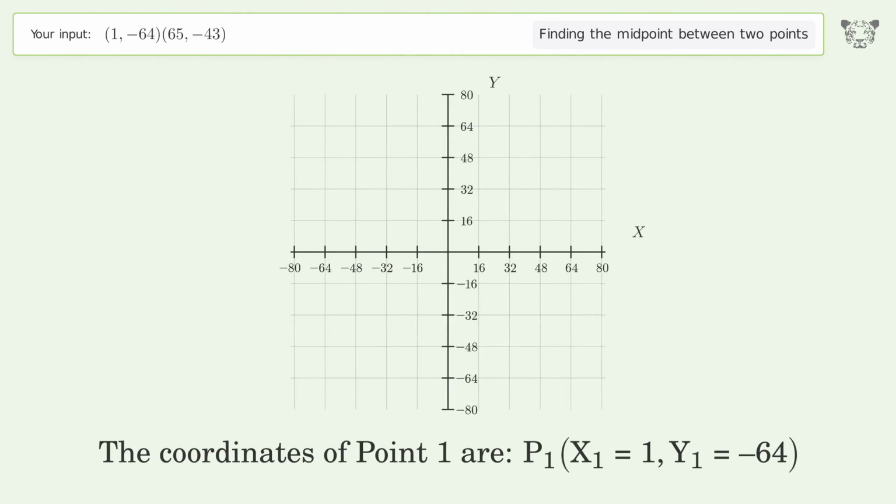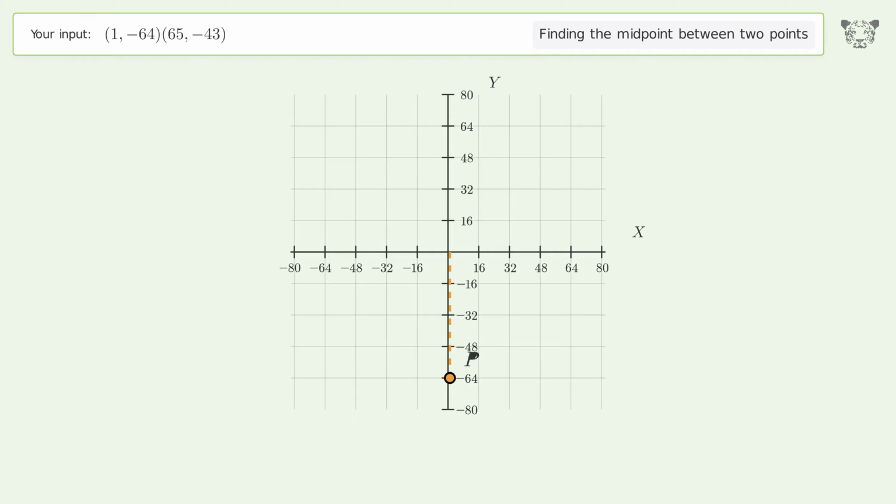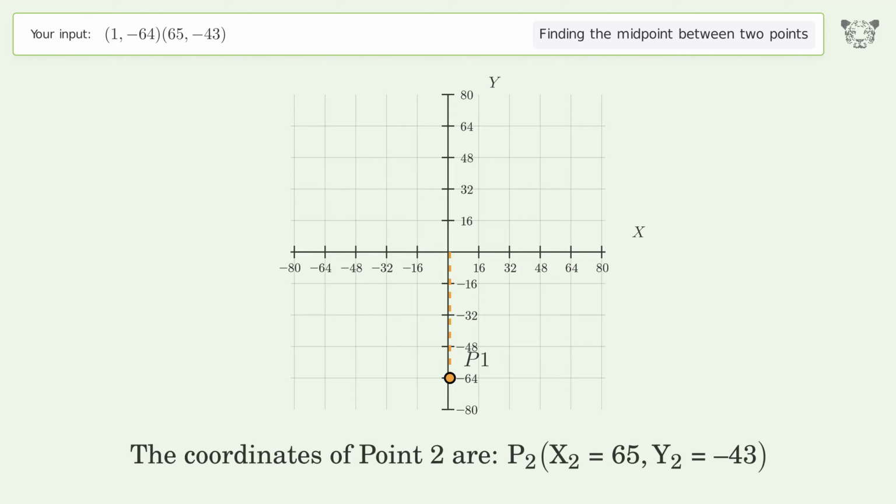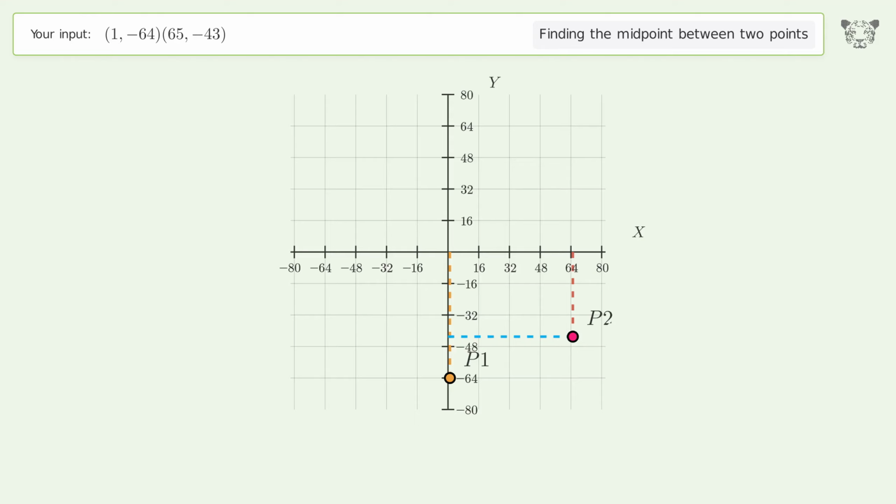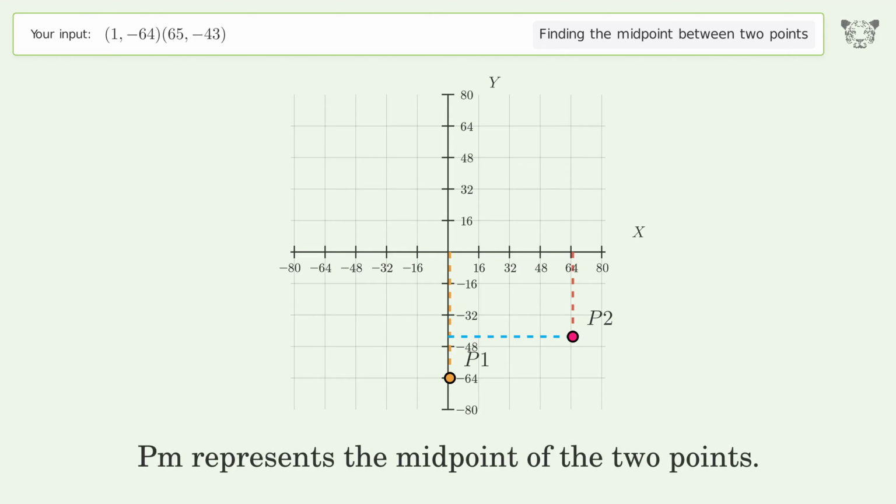The coordinates of point 1 are x1 equals 1, y1 equals negative 64. The coordinates of point 2 are x2 equals 65, y2 equals negative 43. PM represents the midpoint of the 2 points.